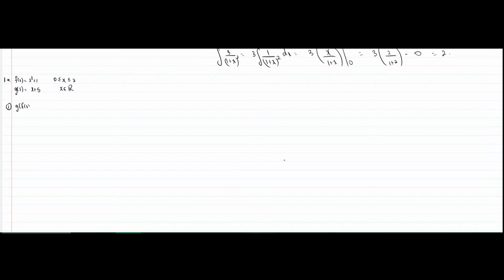Determine the composite function fg of x, or gf of x, sorry. gf of x is equal to g of x cubed plus 1, which is x cubed plus 1 plus 5, which is x cubed plus 6. State the range of gf of x. Part 2.